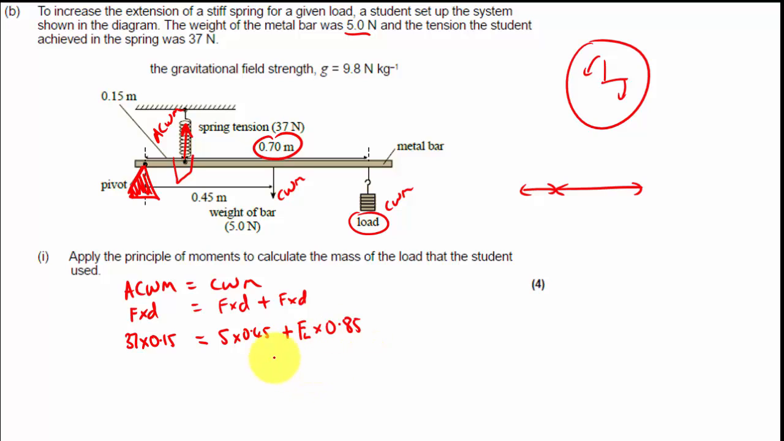So now I want to rearrange for FL. I can subtract 5 times 0.45 from both sides, so that gets me to 37 times 0.15 minus 5 times 0.45. Sorry, jumping ahead of myself here.